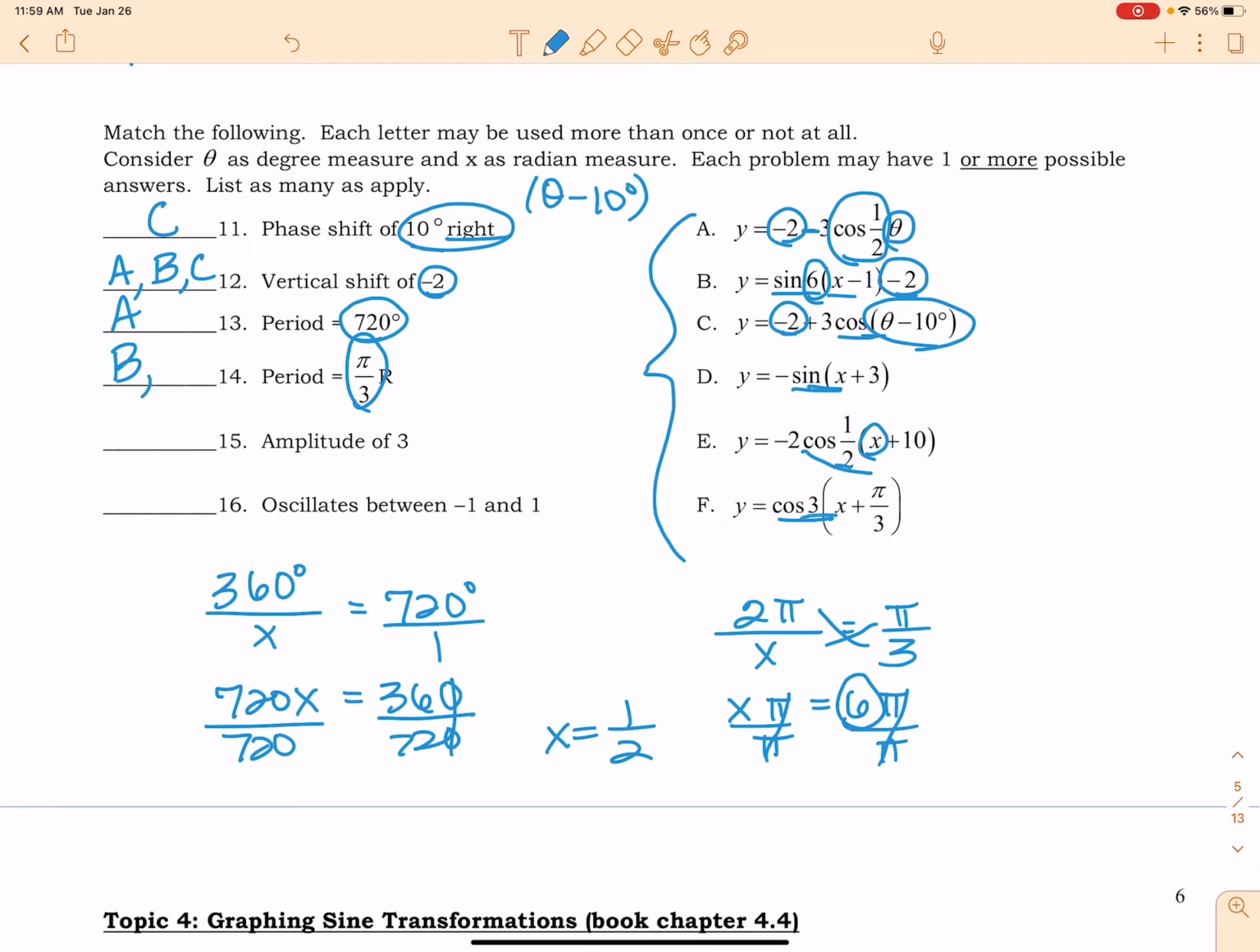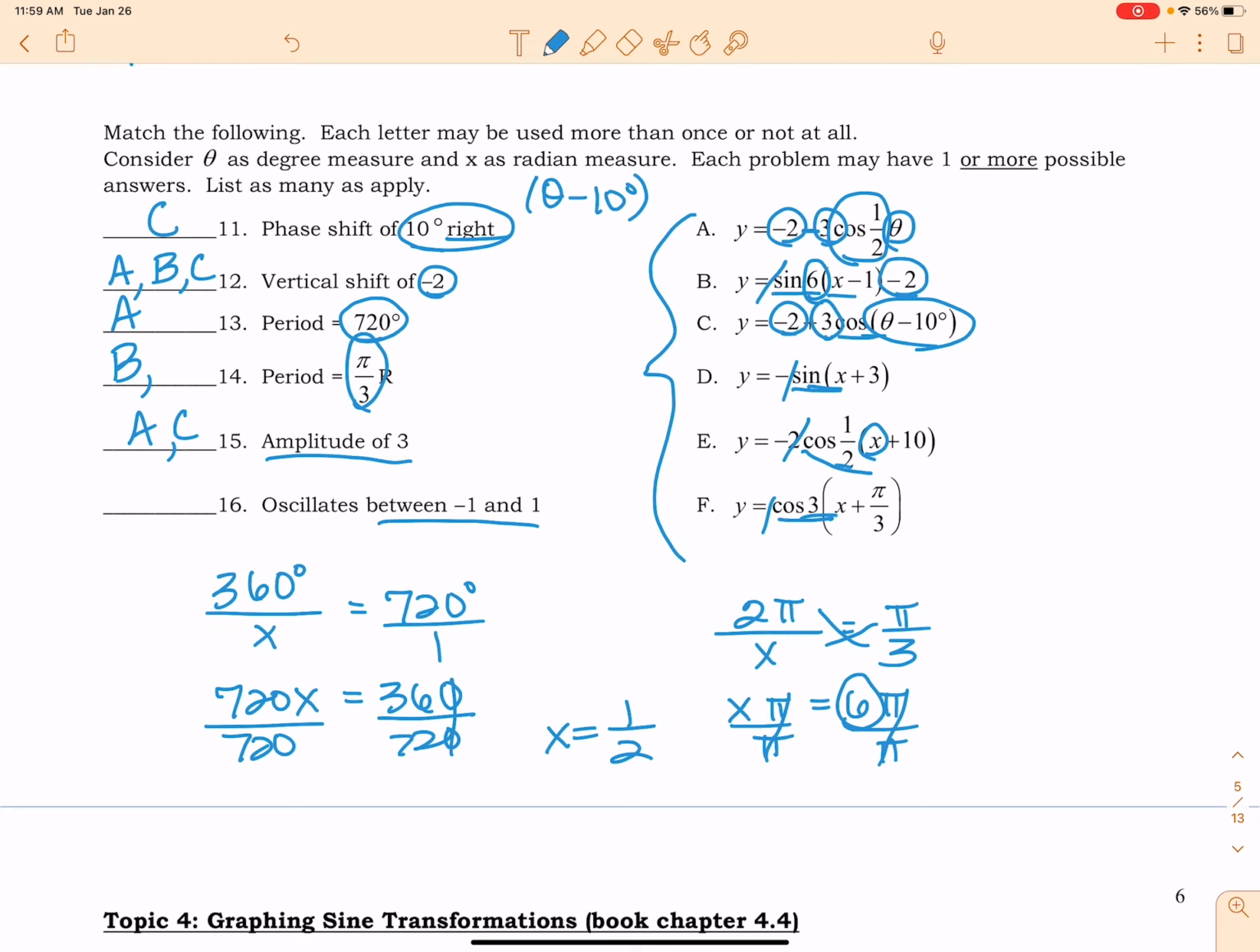That's the only one. All right, so now we're going to look at amplitude of 3. So now we're looking directly in front of sine or cosine, and we're looking for a 3. We've got one here. Not here. We've got one here. Not here, not here, not here. Okay, just those two.